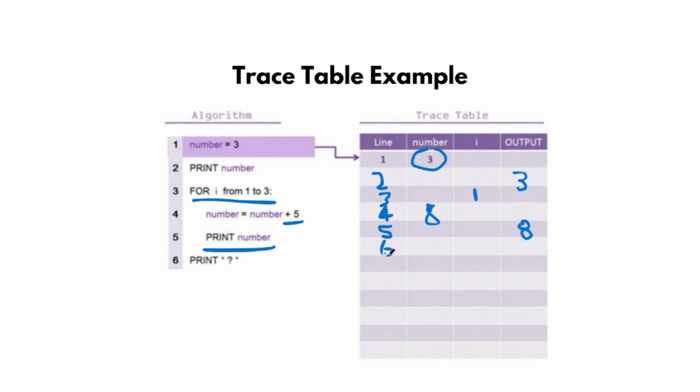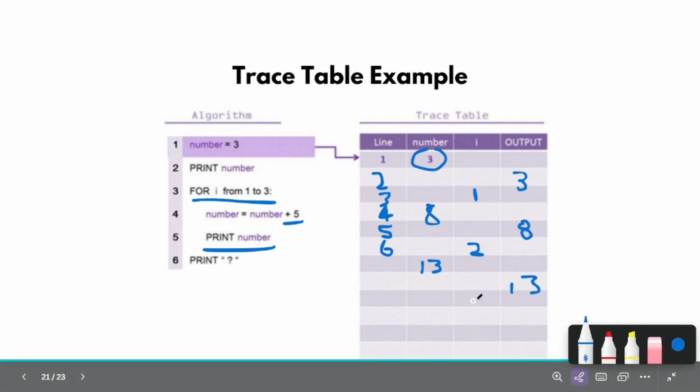Step 5. And on line 6, we go through the second iteration. So when I is equal to 2, our number will be 13, because what is 8 plus 5? It's 13. And you would add that to the output, and then so on. So third iteration, 13 plus 5, 18, and output 18. So go all the way down here, and then the last line is print question mark. You would just put that right there.